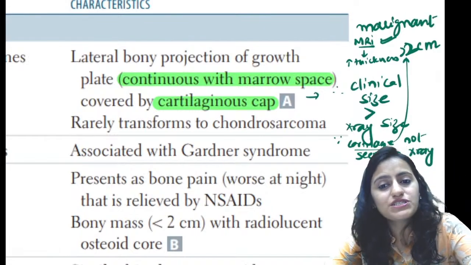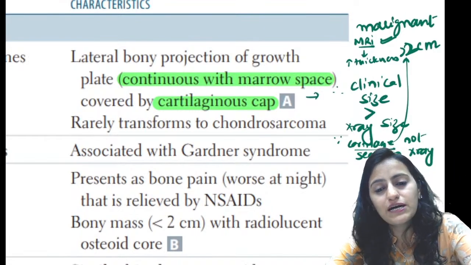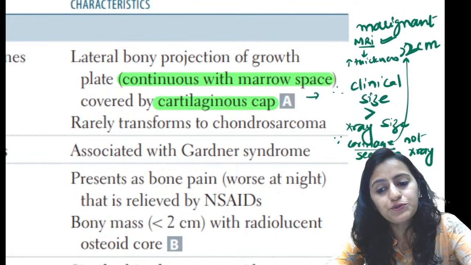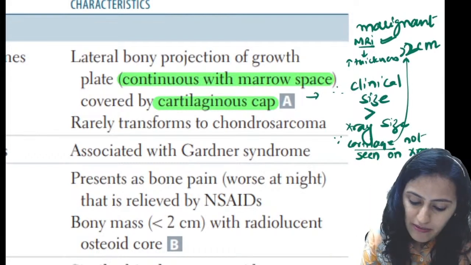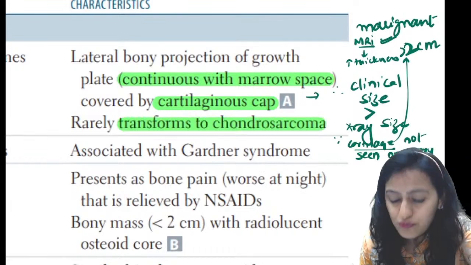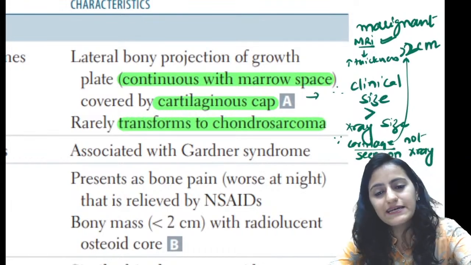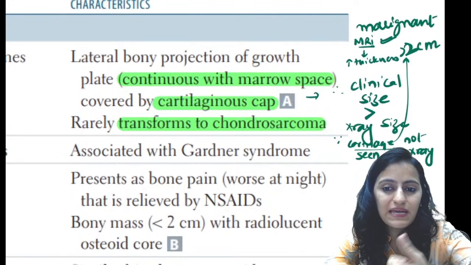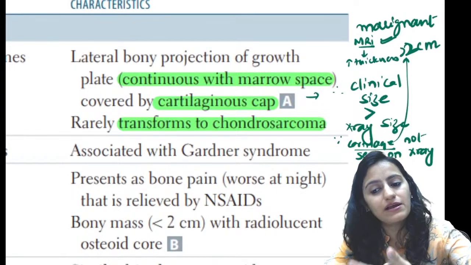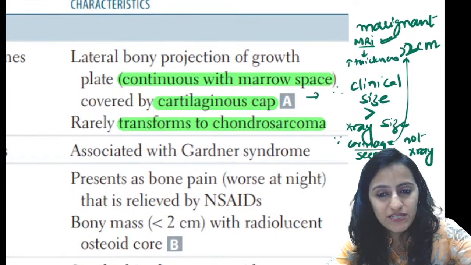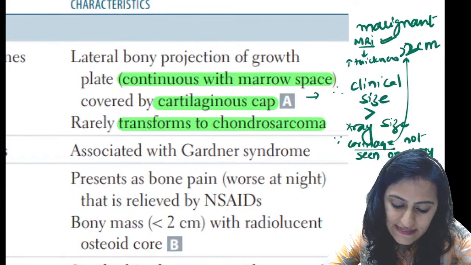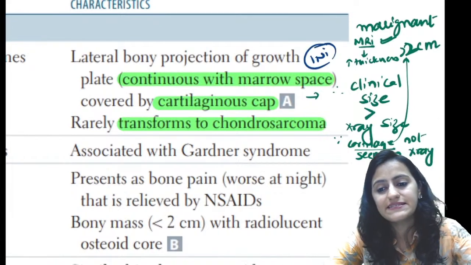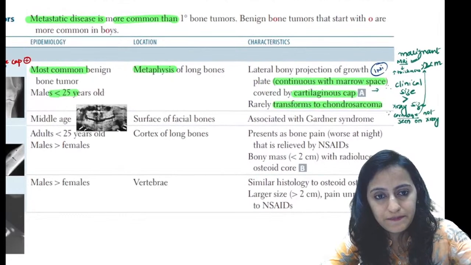So if there's a question that to look for malignant change in osteochondroma, what investigation should we do? It is MRI. So remember, it can rarely transform to chondrosarcoma, right? It can turn malignant. In that case, the patient will have increased pain, increased size, and on MRI, you would see the increased cartilage cap thickness. Again, a recent NEET exam question. This was asked in the recent NEET exam, so this is very, very important.